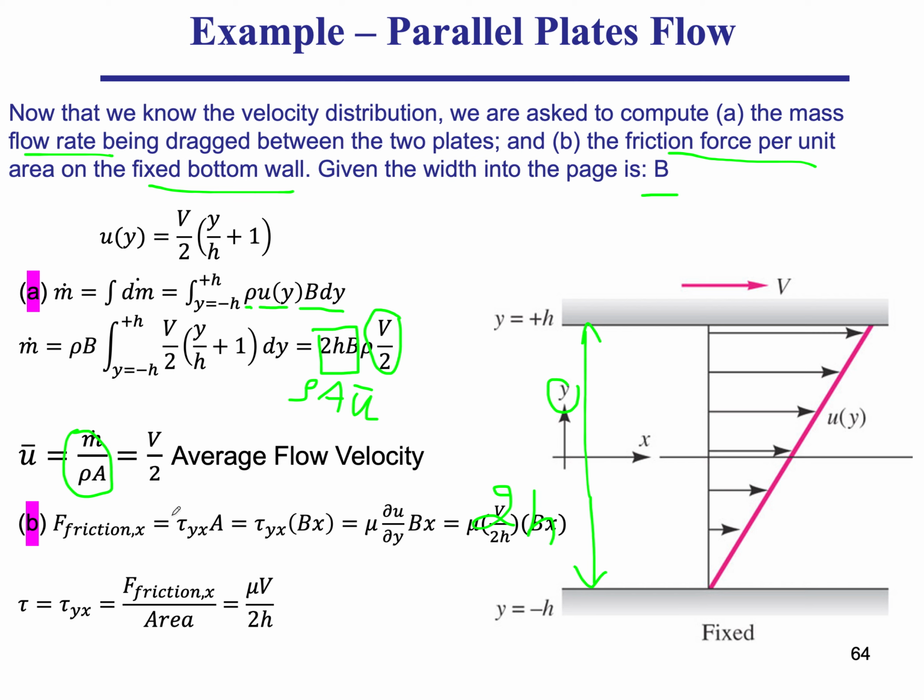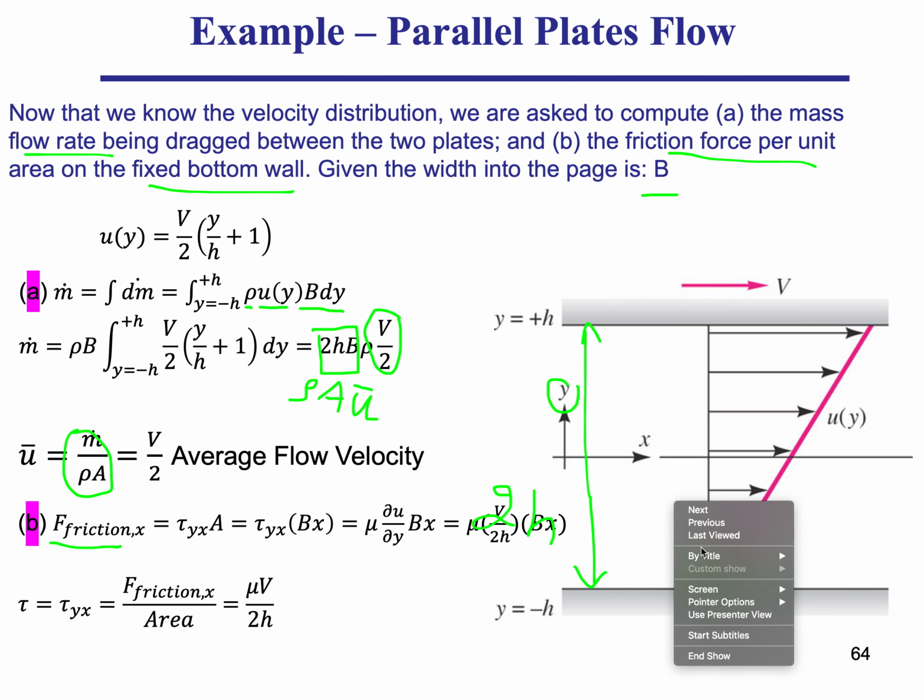And the shear stress, the frictional force, is just the shear stress tau on the bottom wall. The force that I have drawn here is the force of the wall on the fluid. But they ask us to find the friction force per unit area on the wall itself. So let's just erase that. It will be in the opposite direction.